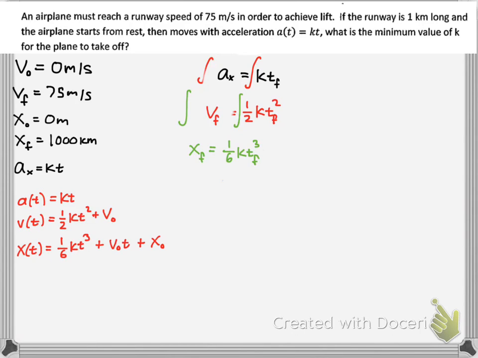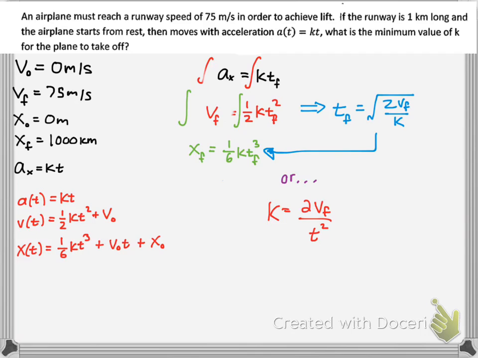Now, when you have these three variables and we're looking for k, one good thing to do is to solve for k and then substitute into the next equation. Or we can solve for time in this case, and then plug it in there and solve for k. But I'm going to show you a little easier way. You could do this just mathematically, but what I always like to do is find as much information as I can about the problem.